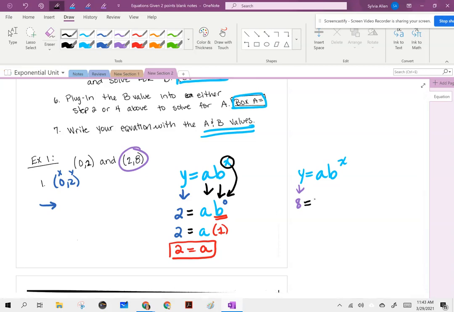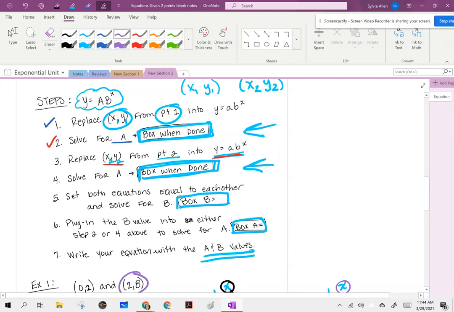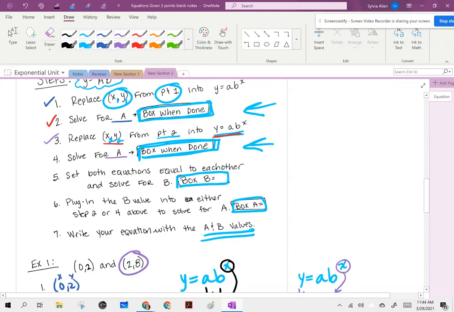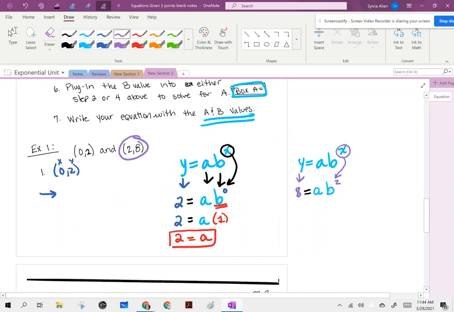The a is going to stay the a, and b stays the b, and then I'm replacing the x with 2. Okay, so now it says I replaced it, now solve for a. In other words, we need to get a by itself. Well, there's nothing I can simplify here. b squared is just b squared. So remember that this is a times b squared.